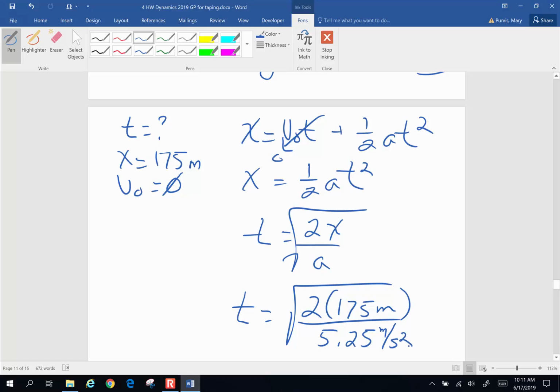Let's grab that in my calculator. 2 times 175 divided by 5.25, square root, and I end up with a time of 8.16 seconds.